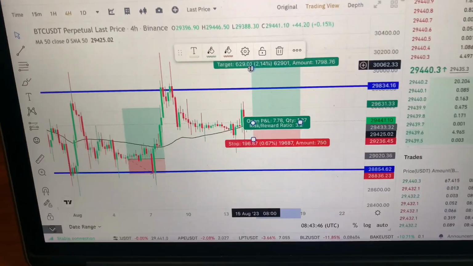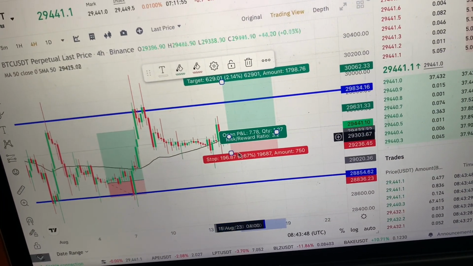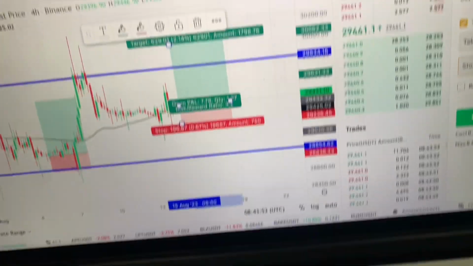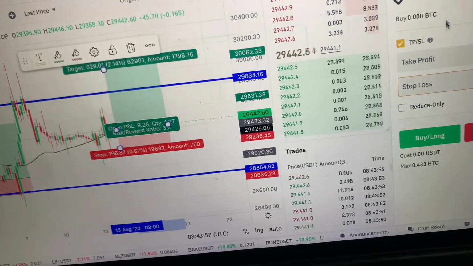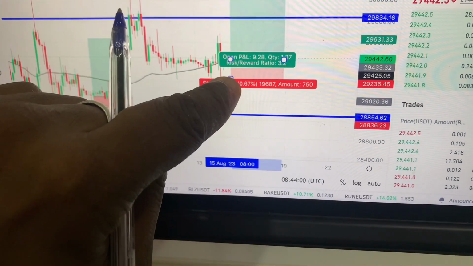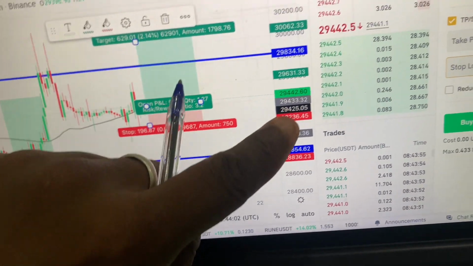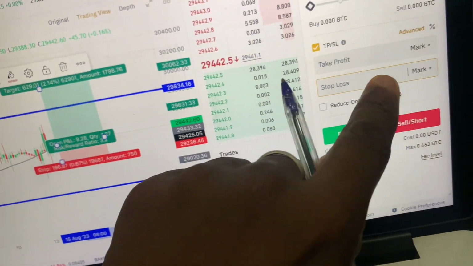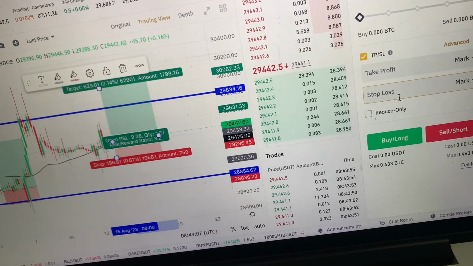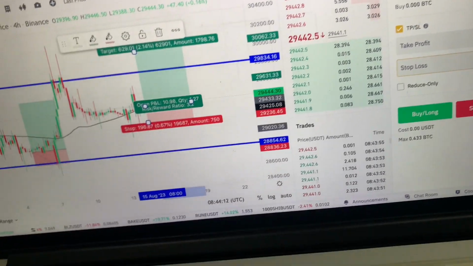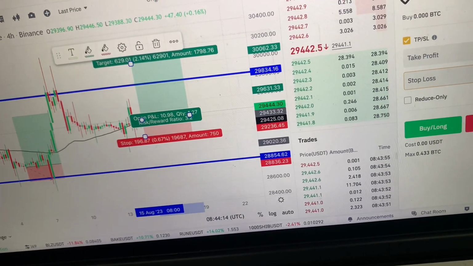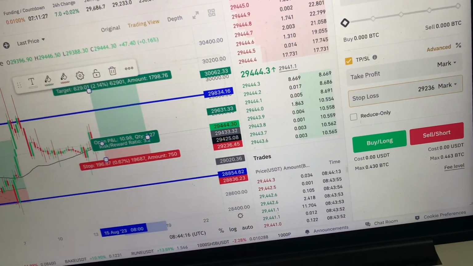So let me just enter the trade with you guys. Remember our stop loss is at $29,200. So we'll go to Binance, we'll go to our other book here. This is where we enter our take profit and stop loss. The red line here is the stop loss, and the figure we enter here is that price. So I'll just enter $29,236. That's it, we have entered it.